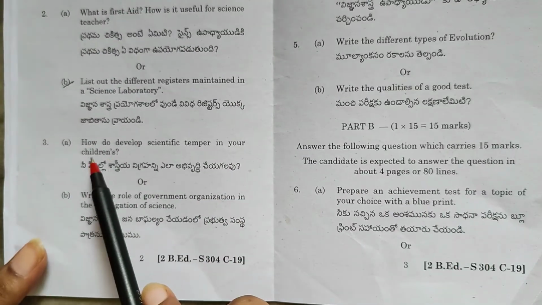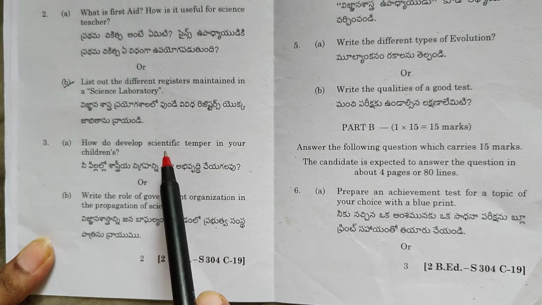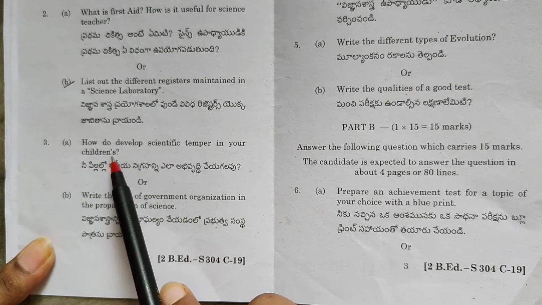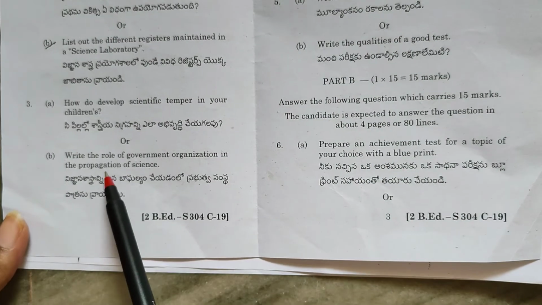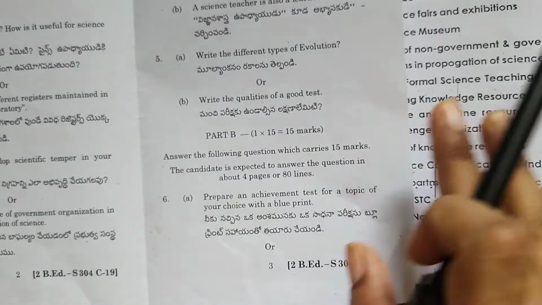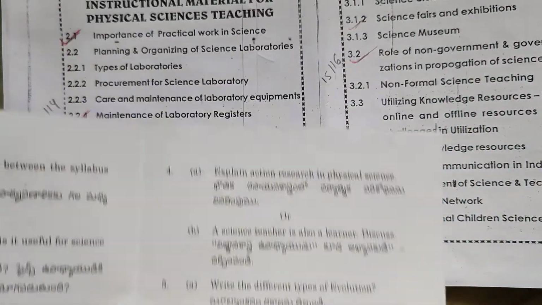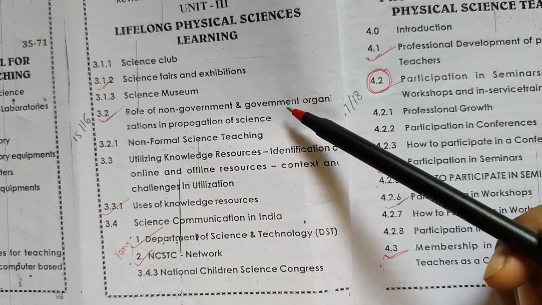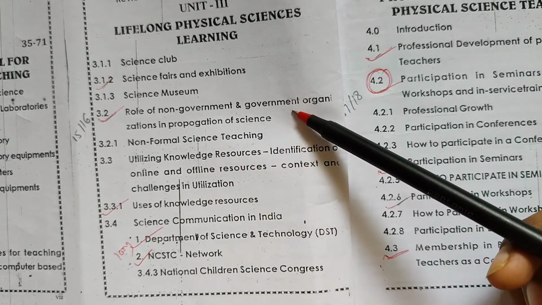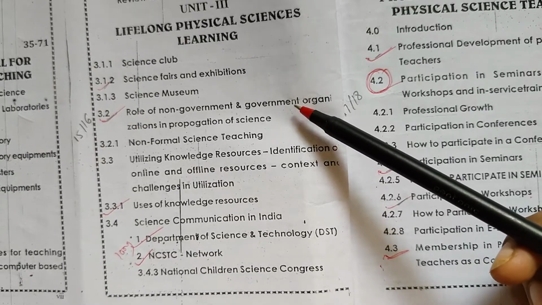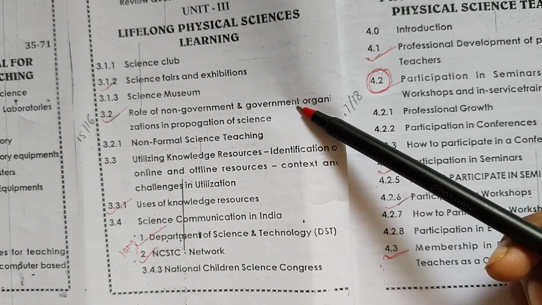List out. Question number 3, how to develop scientific temper in your children. Here, write the role of government organizations in propagation of science. See, I told you here, right? Government and non-government organizations. So here they asked about government organizations.